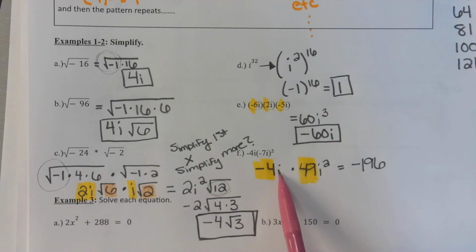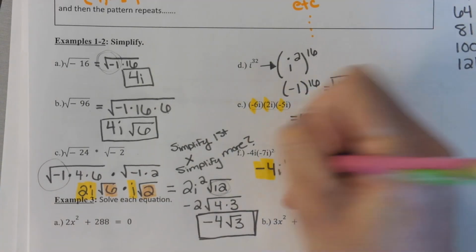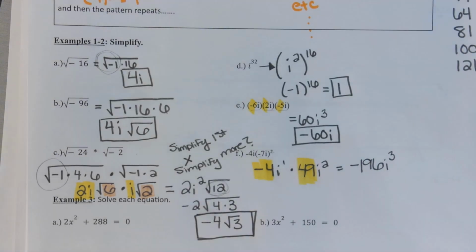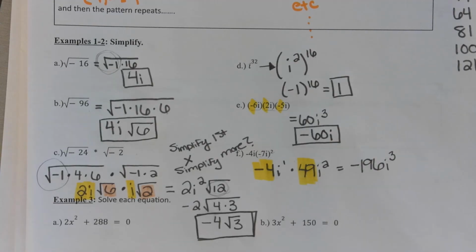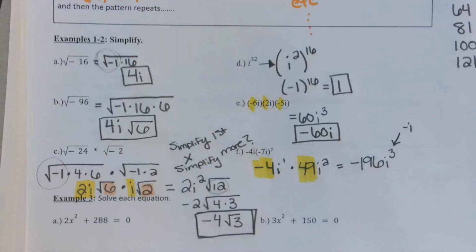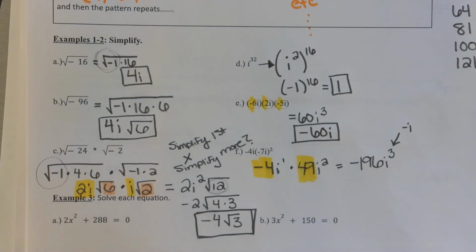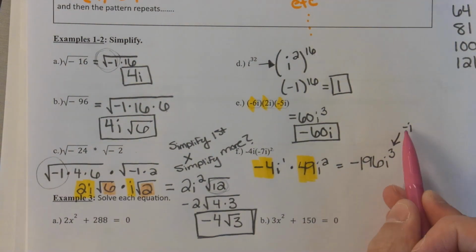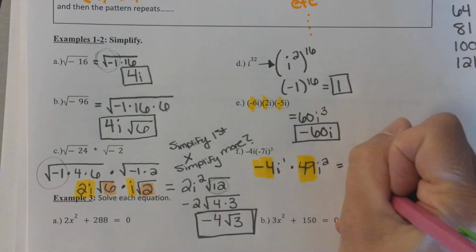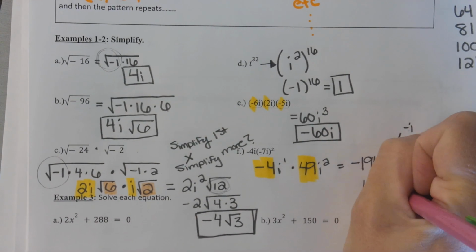And then i to the first times i squared would be i to the cubed. Again, when we're being asked to simplify, I want to replace it with the lowest exponent. So what can I put in place of i cubed? Negative i. I'm going to put in a negative i in place of that because that has a smaller exponent, an exponent of 1. So if I plug in negative i, it's going to be positive 196i.